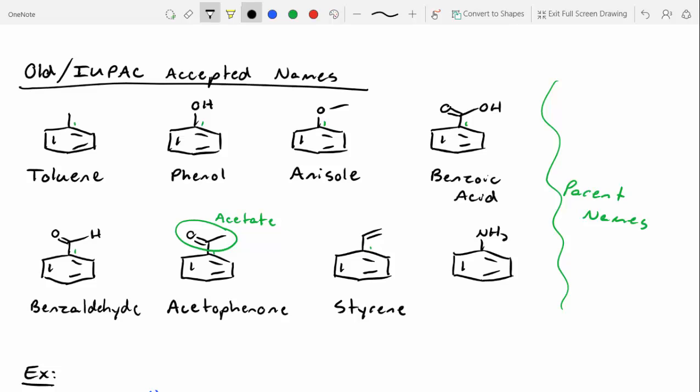It looks pretty similar to a phenol, but it's got an NH2 group coming off. Does anybody know the name of this one? Aniline. So aniline is another parent group that you will commonly see, and I believe it shows up in Sapling. So I did want to put that up on our list of IUPAC accepted names.